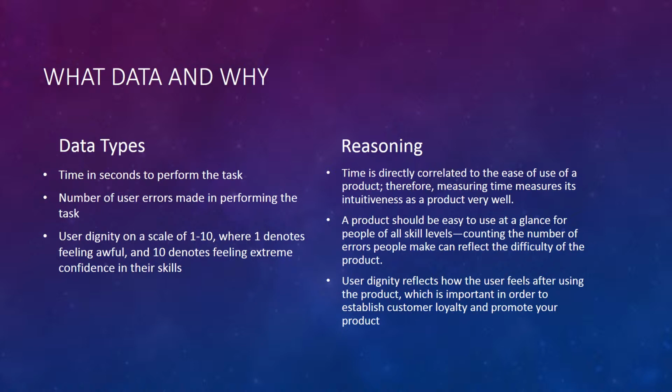The second data type is the number of user errors. A product should be easy to use at a glance for people of all skill levels. Counting the number of errors people make can reflect the difficulty level of the product.